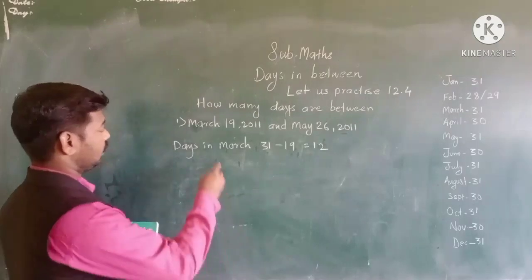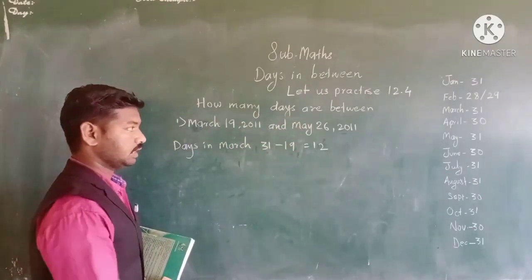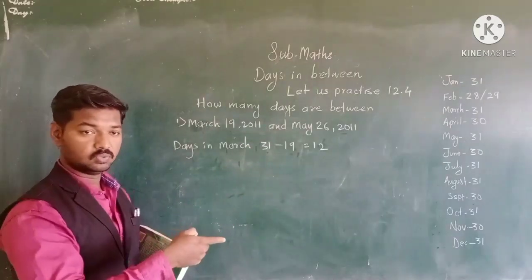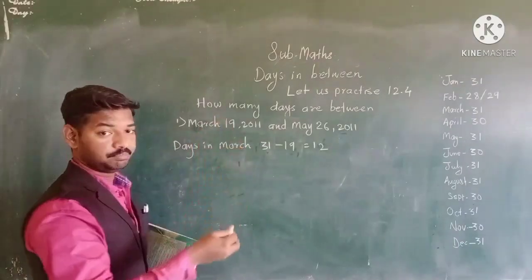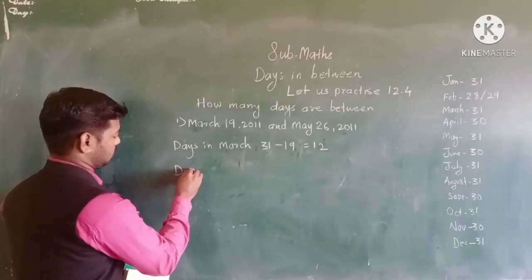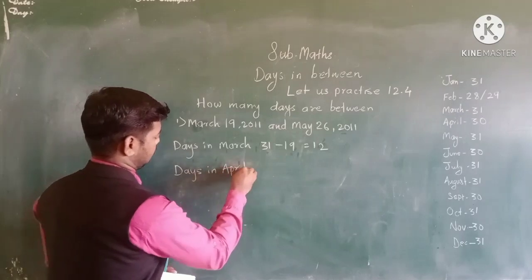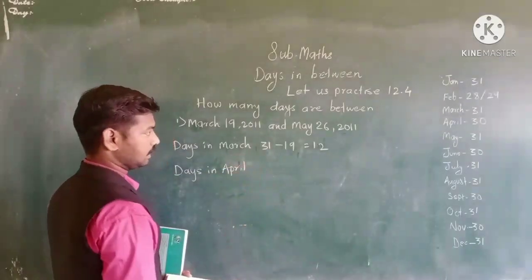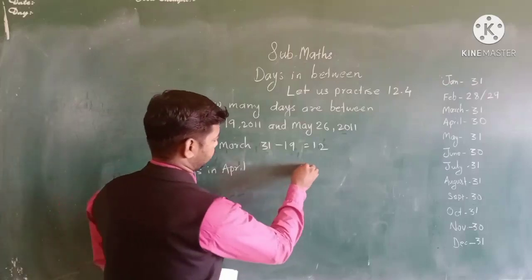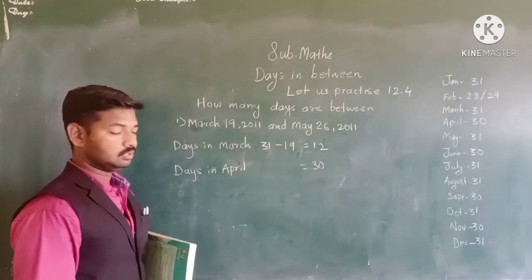Then, after March, it is given here May. But after March, directly May will come? No. After March, April is there. So we have to write days in April. So total how many days are there in April? In April, there are 30 days. So as it is, we have to write.